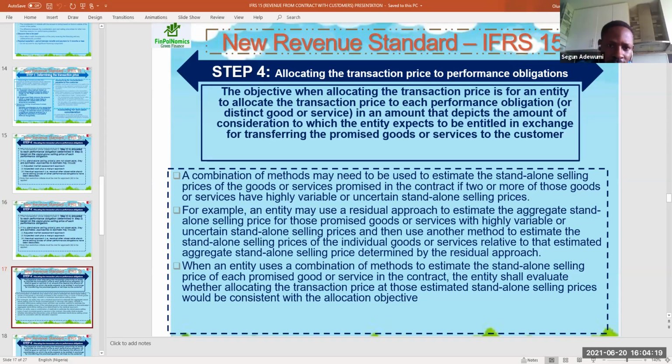Step 4, allocating the transaction price to performance obligations. The objective when allocating the transaction price is for an entity to allocate the transaction price to each performance obligation or distinct good or service in an amount that depicts the amount of consideration to which the entity expects to be entitled in exchange for transferring the promised goods or services to the customer.